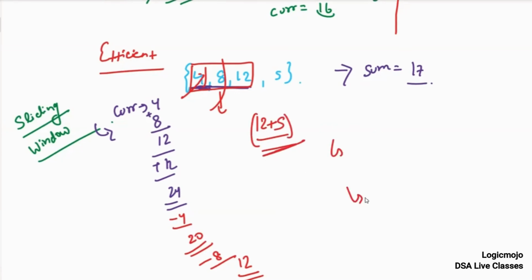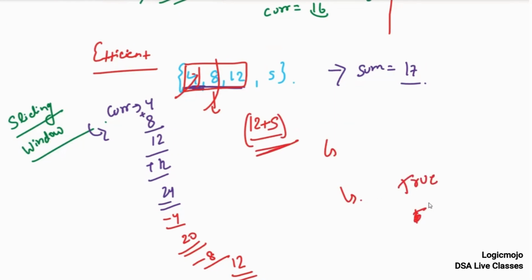And this is the efficient way. Once we find this, we return true. If we get this, return true. Otherwise, we have the default false returned at the end.